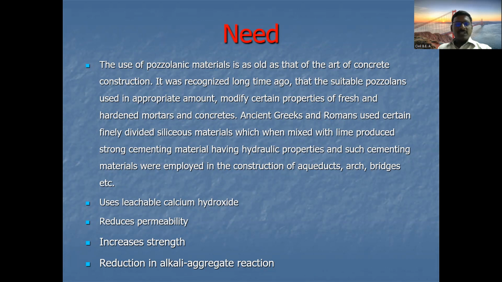So the pozzolanic materials which we are adding into the concrete modify the properties of the fresh concrete. The properties of fresh concrete are the workability of concrete, durability of concrete, and strength of concrete. These are the main properties of the concrete which we are maintaining by using the pozzolanic material.